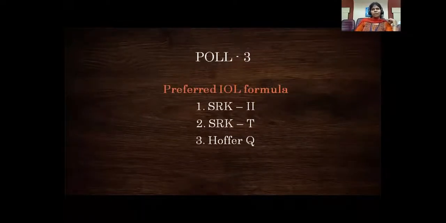So this is the third question. What is the preferred IOL formula that, if you are a practicing pediatric ophthalmologist, you prefer? SRK II, SRK/T or Hoffer Q. These are the three common formulas used in children. So which one do you prefer?